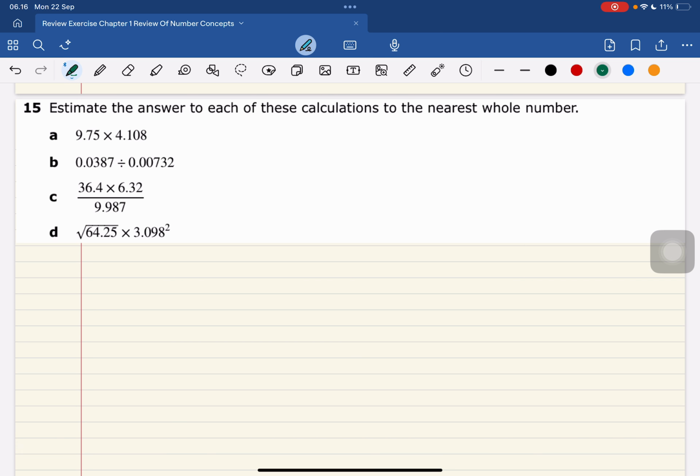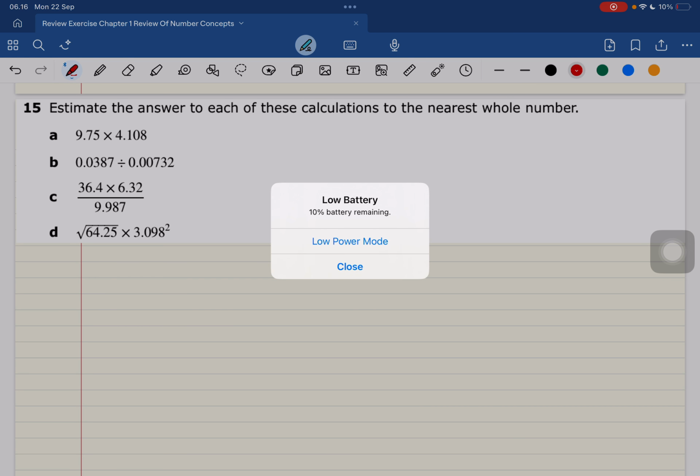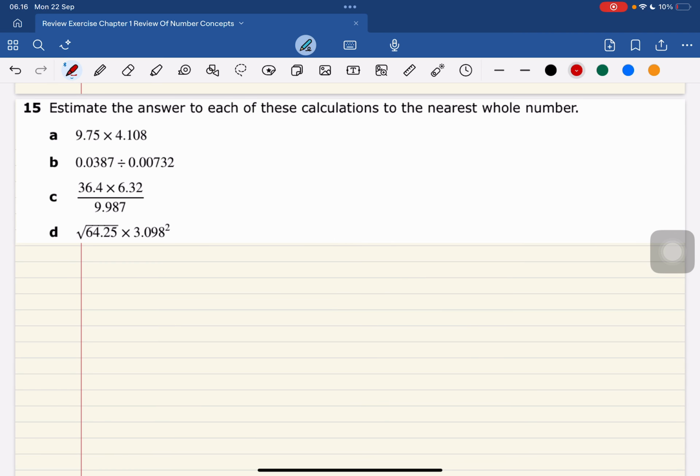Estimate the answer to each of these calculations to the nearest whole number. Okay, the nearest whole number. So 9.75, the nearest whole number is 10. We multiply by the nearest whole number of 4.1, which is going to be 4. So this will give us the answer of 40.